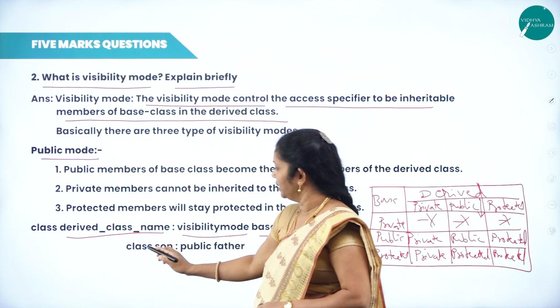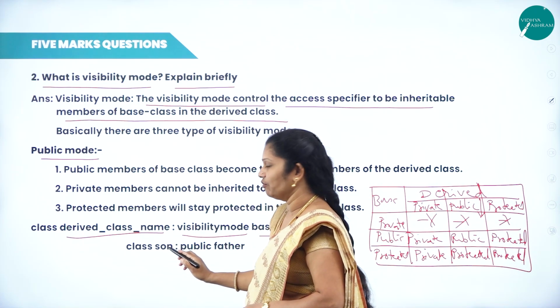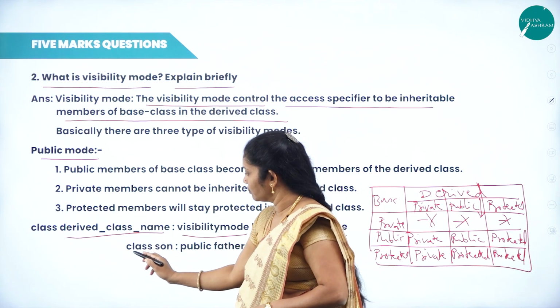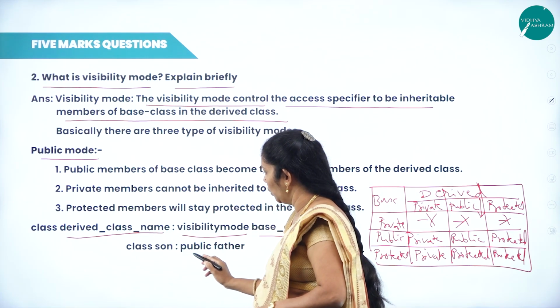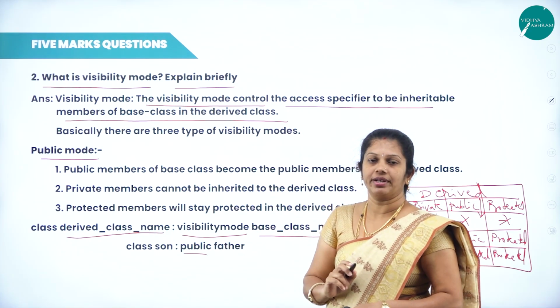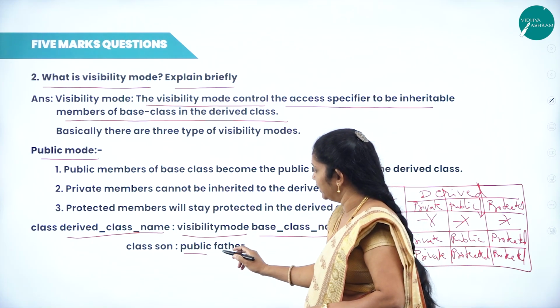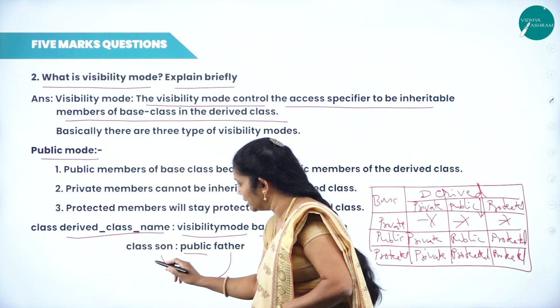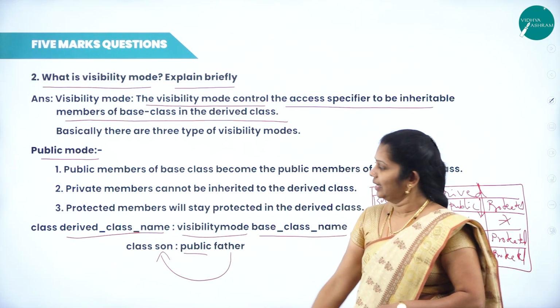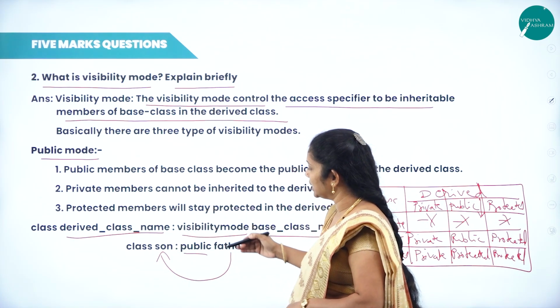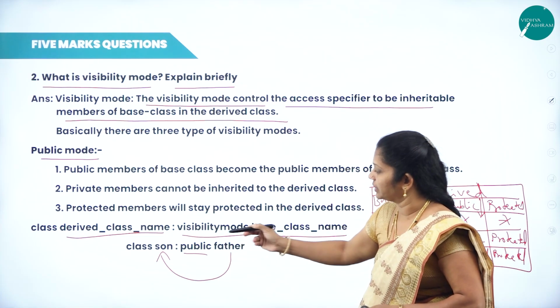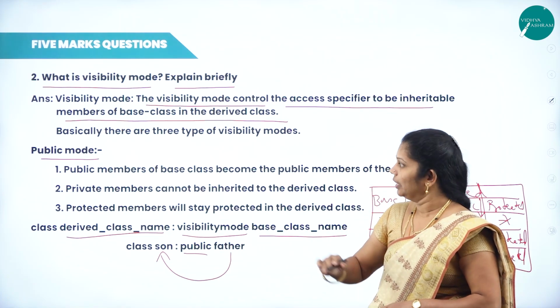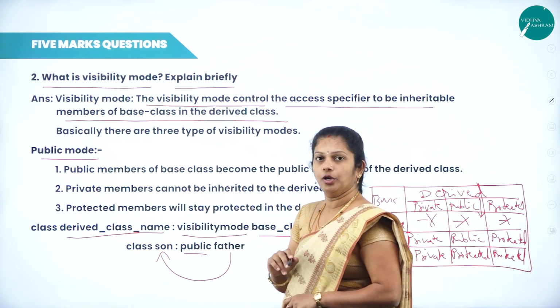For example, if I am creating a new class called son, we write class son, colon, and for the visibility mode we write public, then father. If I write public as the visibility mode, then the father's properties will transfer to son. That means the son can use the data as well as the functions present in the father class. This is regarding public mode.